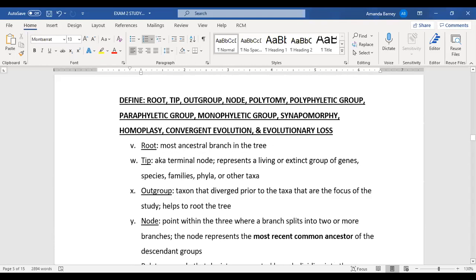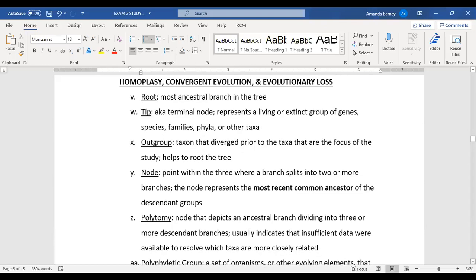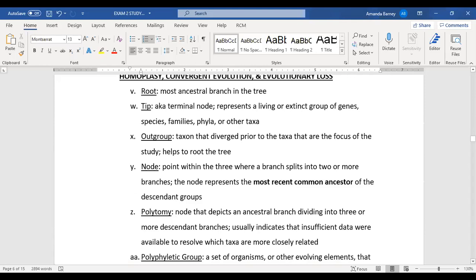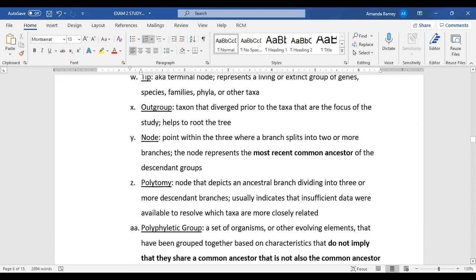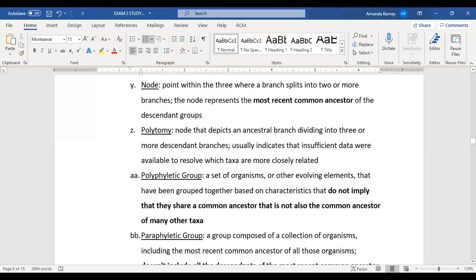I'm not going to go over these because I think these are pretty self-explanatory. Unless somebody, tell me if you need, but these are the definitions of what's going on here. The only thing I'll tell you is about polytomy. Polytomy is important because that's what we saw in the fungus. It's when you have too many taxa coming off one node point. That happens because we don't have enough data to really resolve what's going on there. We don't know who exactly is related to whom. So they're just kind of all branching together from the same node.